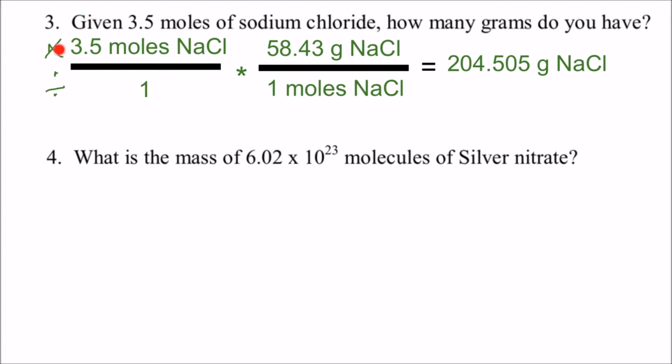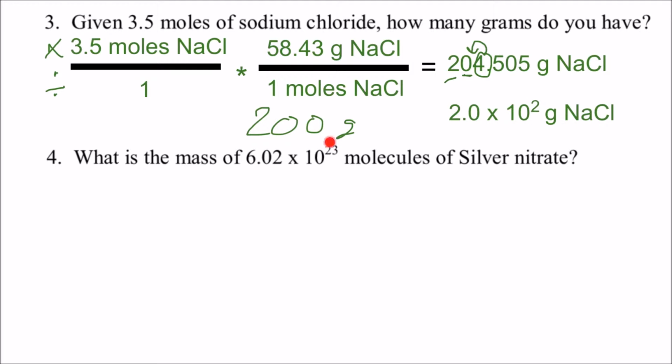Now we need to take care of sig figs. We're only supposed to have 2, so the first significant digit is here, the second one is here. The third one does not round this up, so that means our final answer is 2.0 times 10 to the second grams of NaCl. Why is it not just 200? Well, because there's no decimal point here, which means there's only 1 sig fig in this number. So the only way to write 200 with 2 sig figs is through scientific notation. Alright, I want you to take a second and see if you can answer this one on your own.